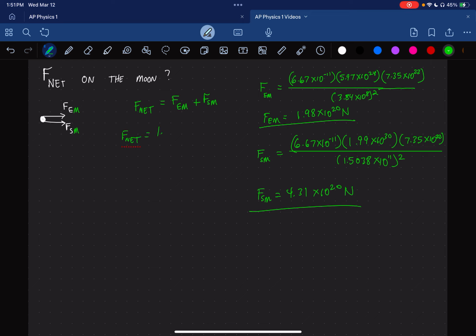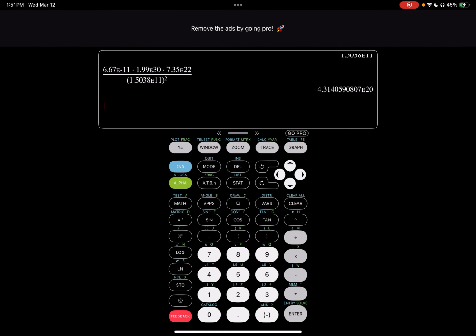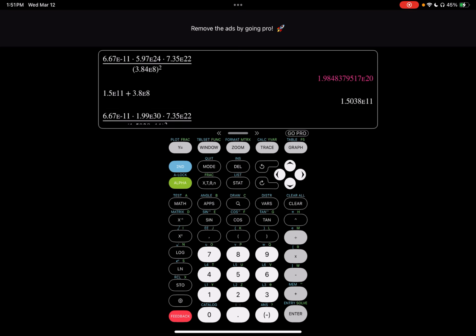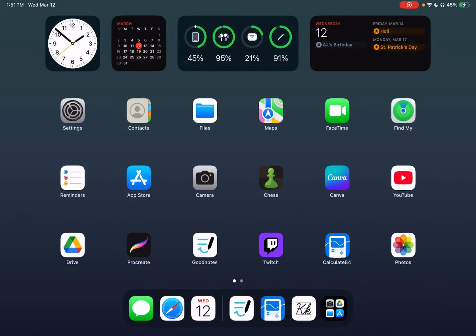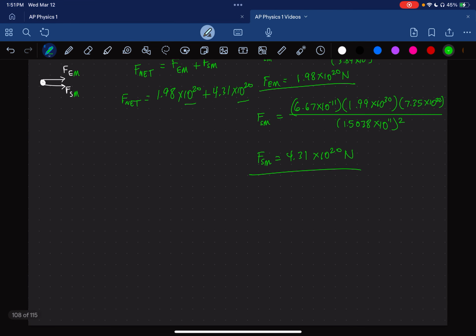And we can just add these two numbers together. Net force is 1.98 times 10 to the 20 plus 4.31 times 10 to the 20. Now you'll see that those don't really change. We can just add 1.98, 4.31. Take that plus this, 6.2. All right, let's call it 6.3 E20. Whoops. That's the net force.